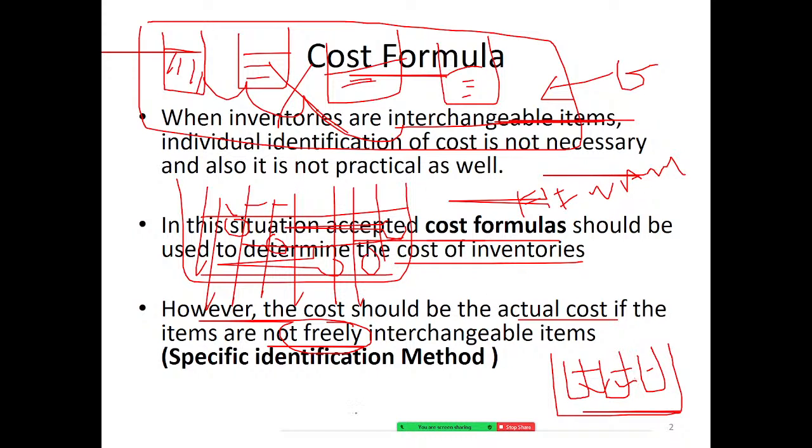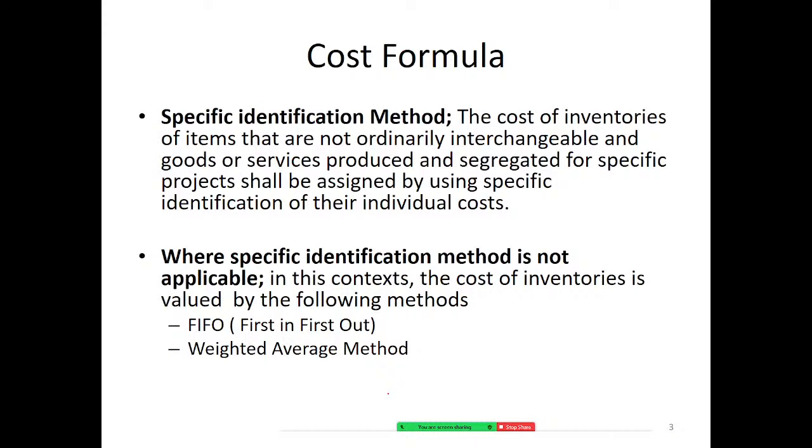So in that circumstance, when items are not freely interchangeable, then they have to use the specific identification method. Here you can't use FIFO or LIFO, right? Now we look at the specific identification method. Specific identification means the items cannot be interchangeable, right? The cost of inventories of items that are not ordinarily interchangeable, and goods or services produced and segregated for specific projects, shall be assigned by using the specific identification of their individual costs.